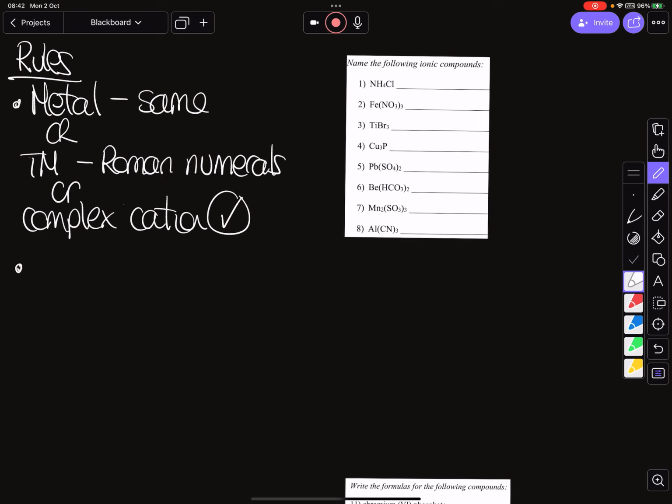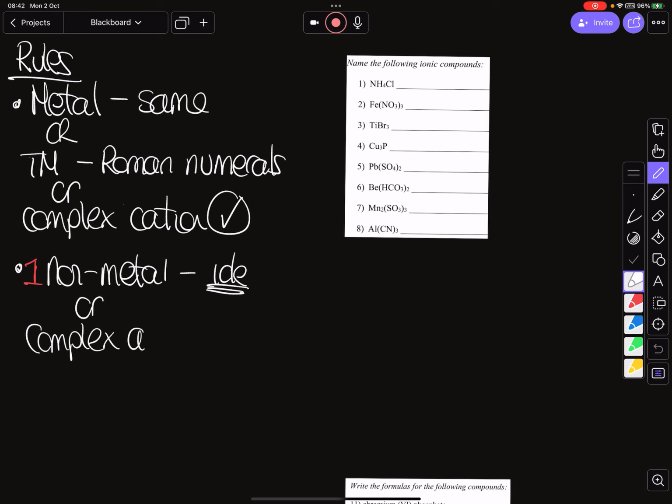The second half of our compounds, you're looking for: is it just a non-metal? And is it just one non-metal? If that is the case, we're changing the ending of the name to IDE. The other part that we need to know is, is it a complex anion? The giveaway here is that it'll be two non-metals. And again, these are things that you have to learn, both charge and name.